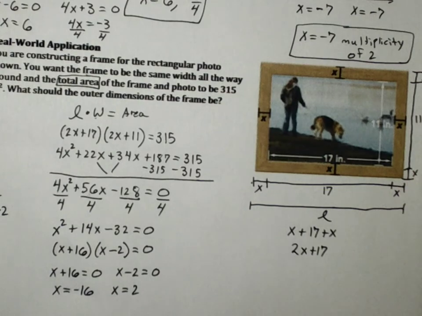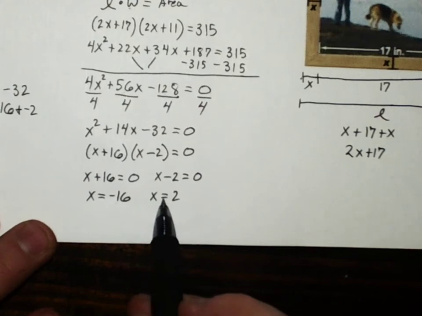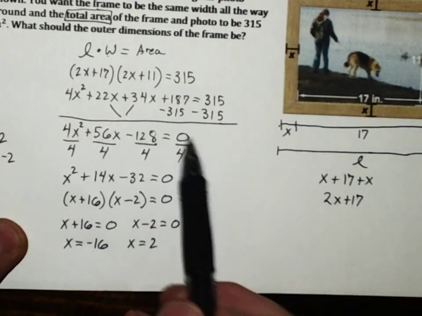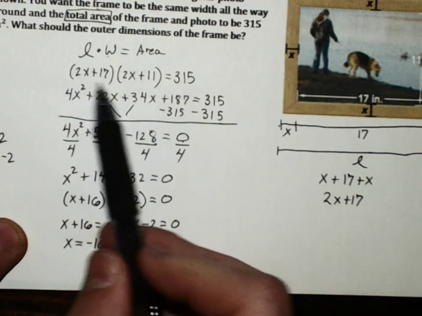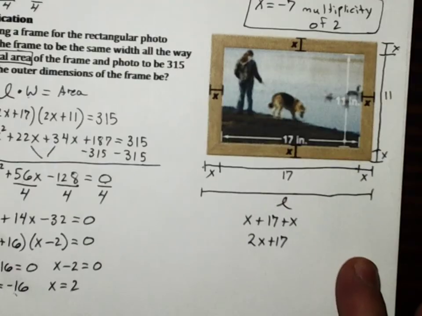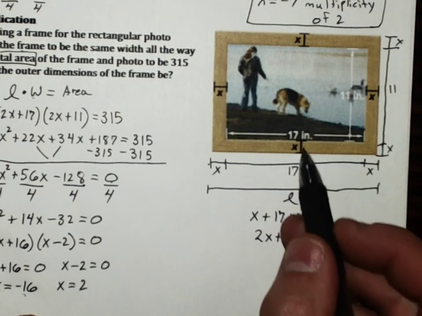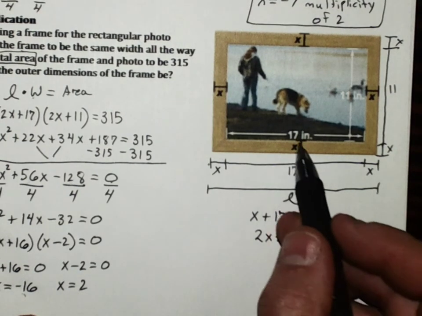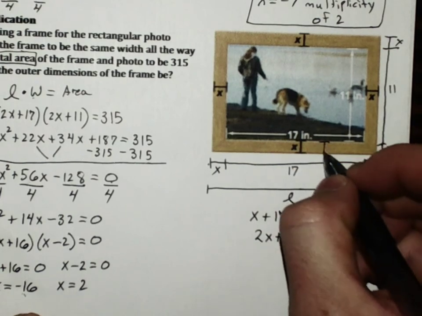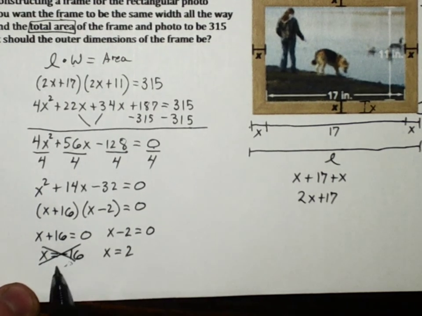Now, look at these two different values. Both of these will make this equation equal 0. Both of these will make this original equation equal 315. But look at the problem itself. We are asking for the length and the width of a frame. Can this distance, the width of the frame, which is our x, can this dimension right here be negative 16 inches? No, it can't. So that answer does not make sense in the context of our problem.